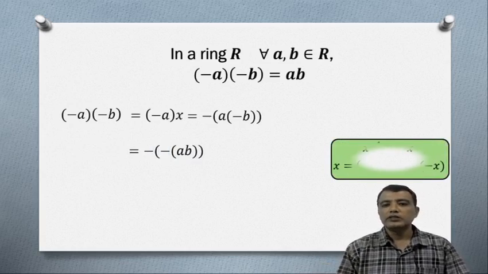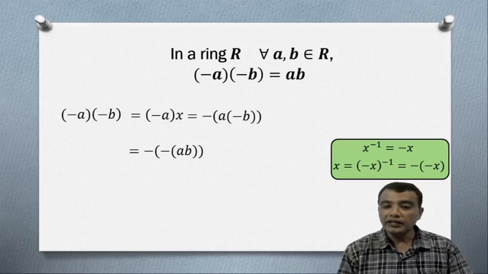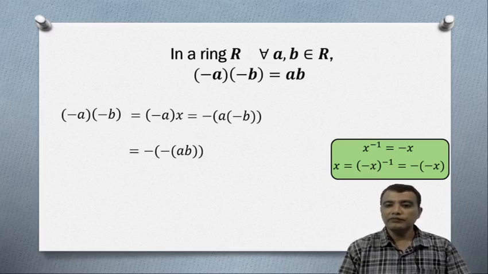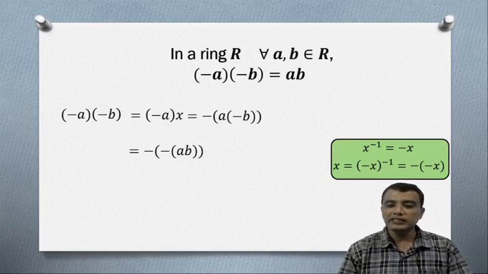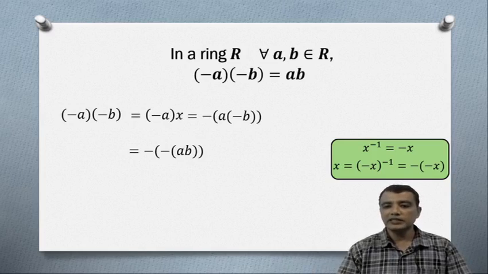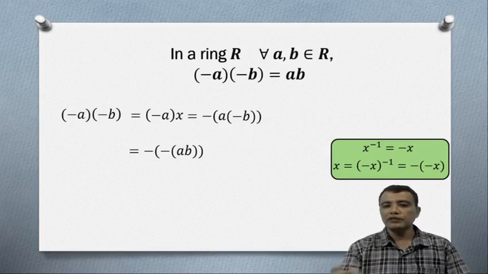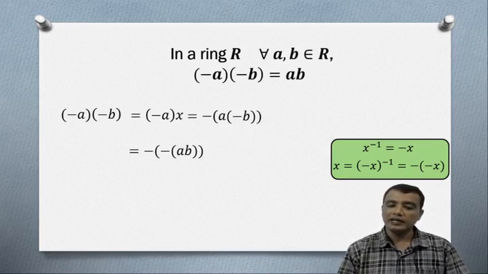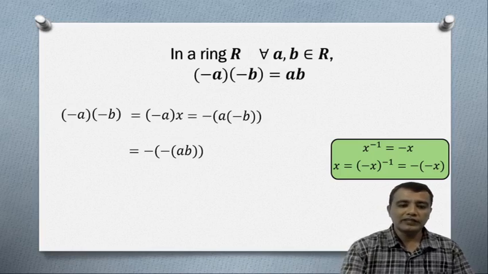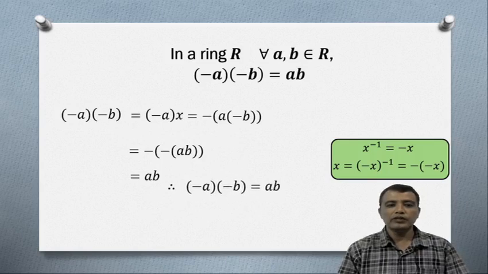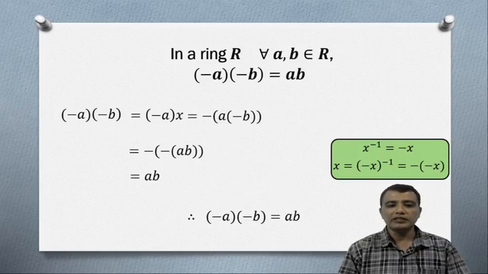Now X inverse under addition is what? Minus X. So therefore, what is the inverse of minus X? Which is minus of minus X. But actually the inverse of minus X is X. So therefore X is equal to minus of minus X. And hence we get AB. So therefore we proved minus A into minus B is equal to AB.